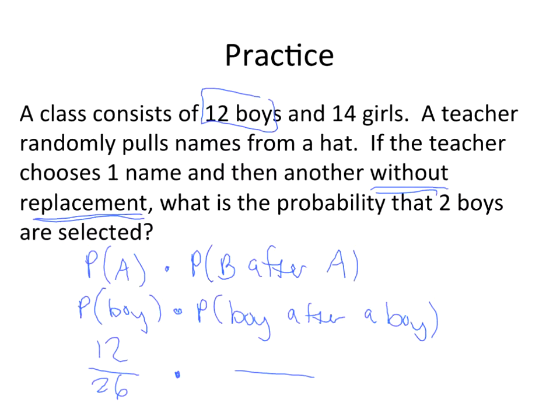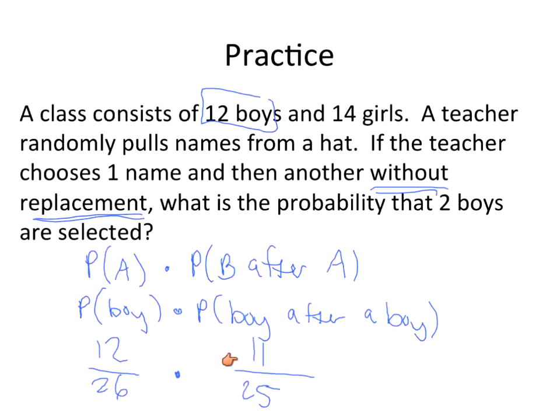Okay, now pretend the teacher picked out the first name. She got a boy. Yes, it's what she wanted to have happen. So now what's the probability of picking a boy after you already have the first boy's name in your hand? How many boy options do I have left? 11. And how many total class students do I have left? 25. Perfect job.